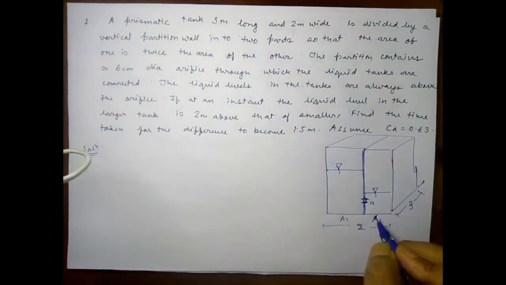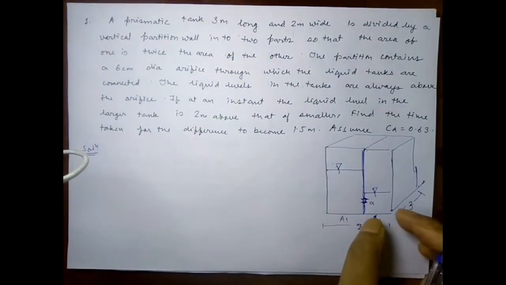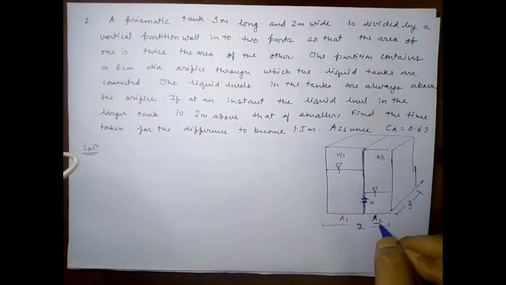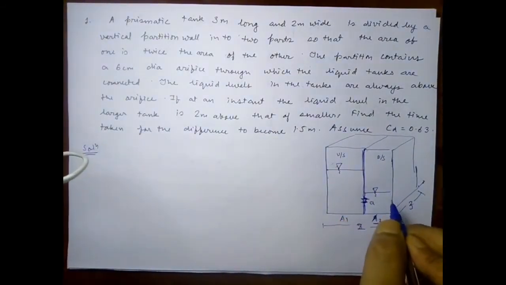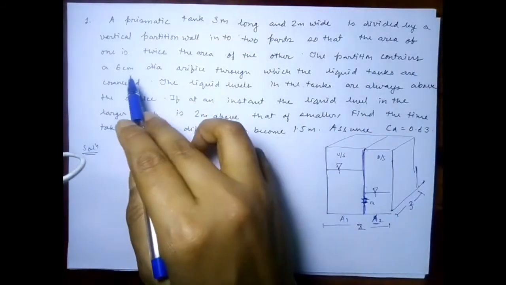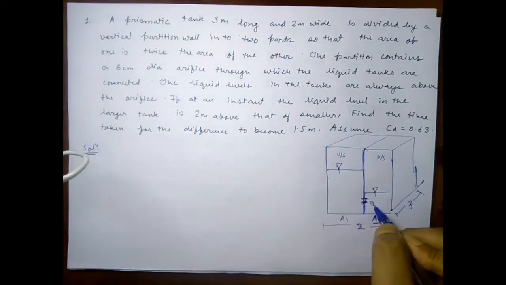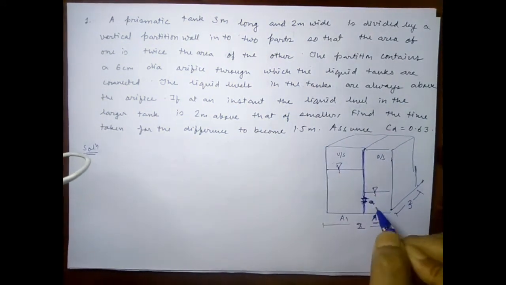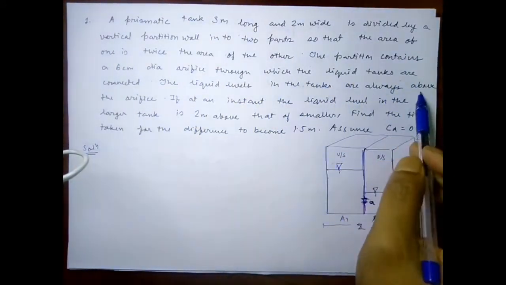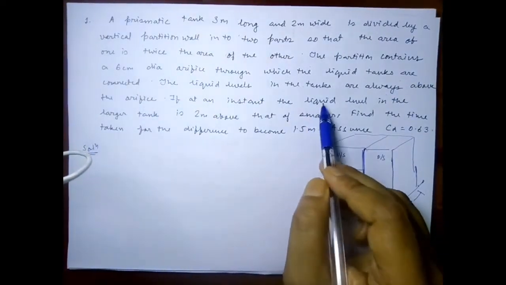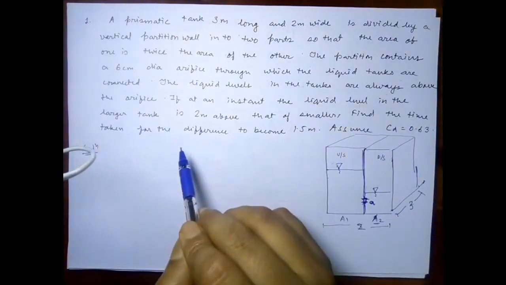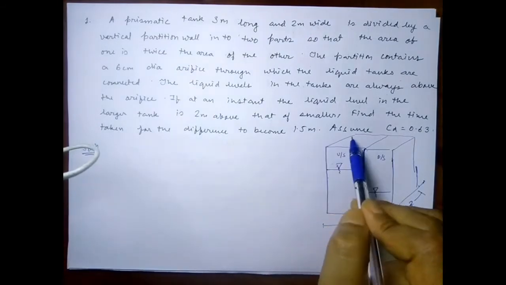Let us consider that the downstream side has area A2, and the upstream side has area A1. The partition contains a 6 cm orifice. Let small a be its area. With the liquid tanks connected, the liquid levels in the tanks are always above the orifice at any instant. The liquid level in the larger tank is 2 meter above that of the smaller. Find the time taken for the difference to become 1.5 meter.